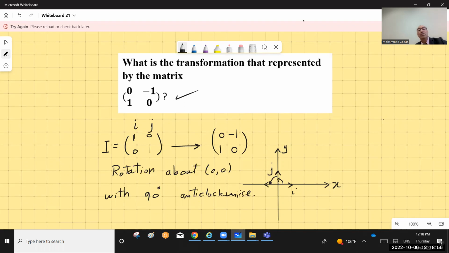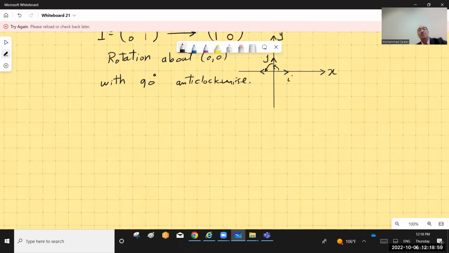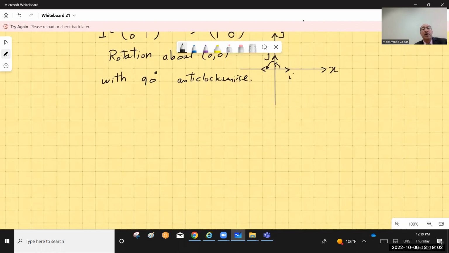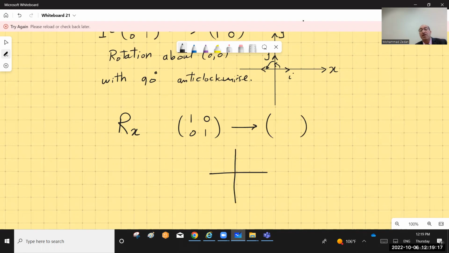So let me give you some ideas about all matrices. For example, I want to write the matrix that represents the reflection in the x-axis. You simply write 1, 0, 0, 1, the identity matrix, and reflect these two vectors in the x-axis. Look what happened. This vector i is still the same because the reflection line is the x-axis. So i is still 1 and 0. But the vector j, 0 and 1, will be reflected on the x-axis to be 0, negative 1. That's it. So this matrix represents reflection in the x-axis.